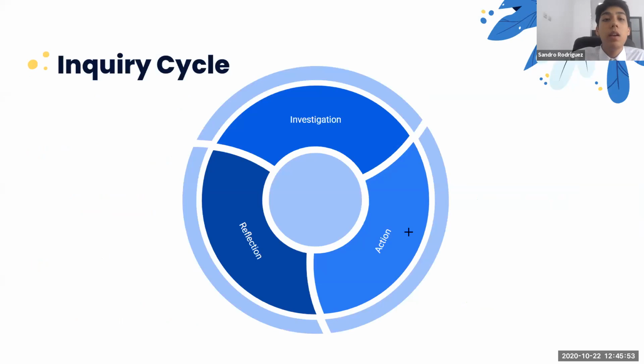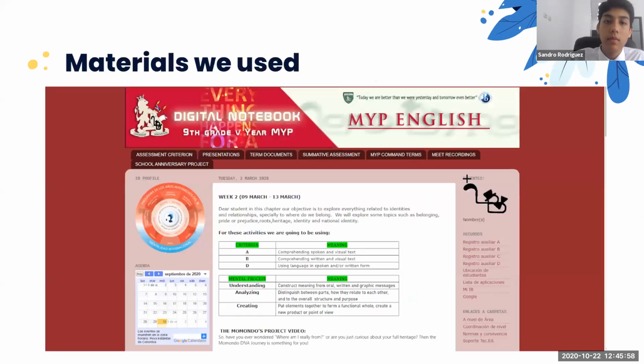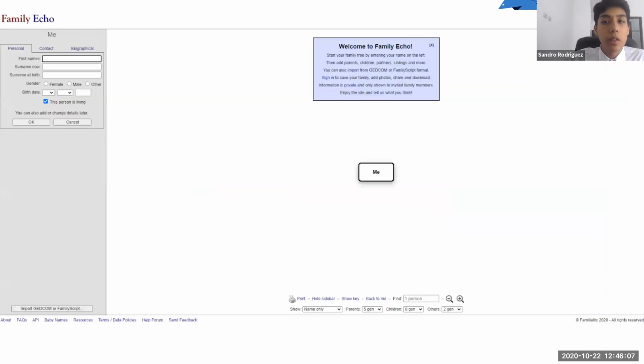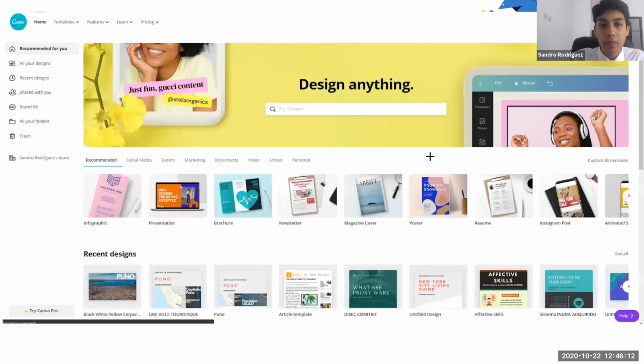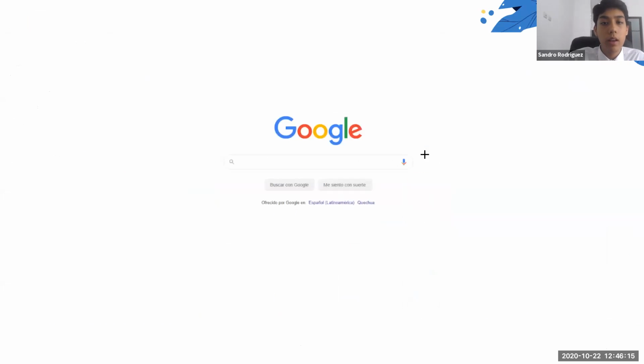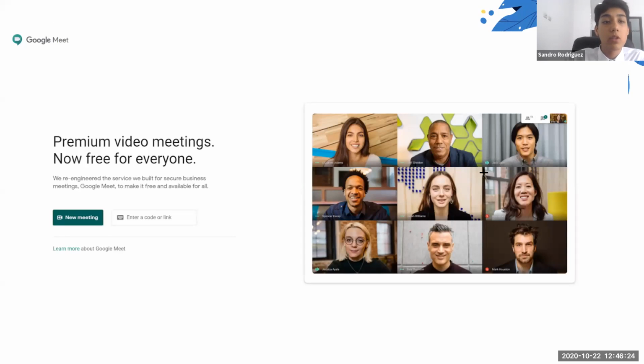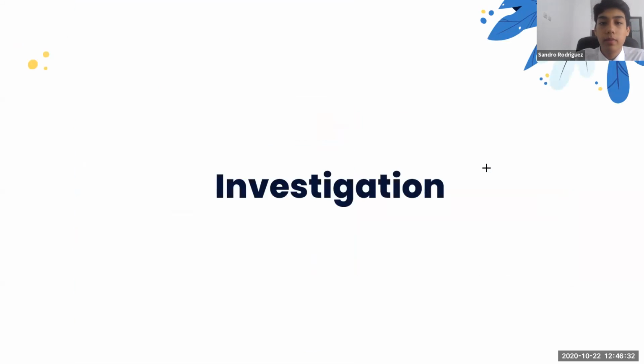This is the cycle that we used throughout the whole term, which is investigation, action, and reflection. These are the materials we used: our digital notebook, our family echo, which were the materials we did for our family tree, which we're going to discuss later on, Canva to do our final project, Google to search images or information that we needed, Google Meet, which we used for the teacher to give us guidance, and last, our English notebook.